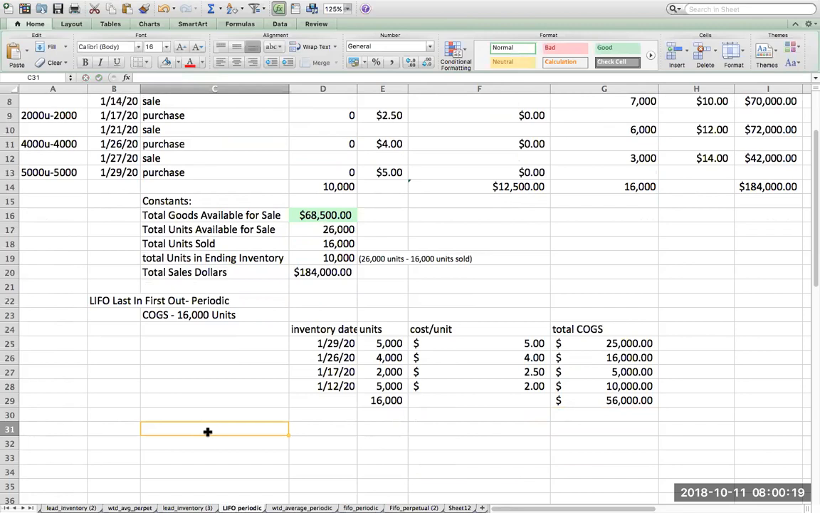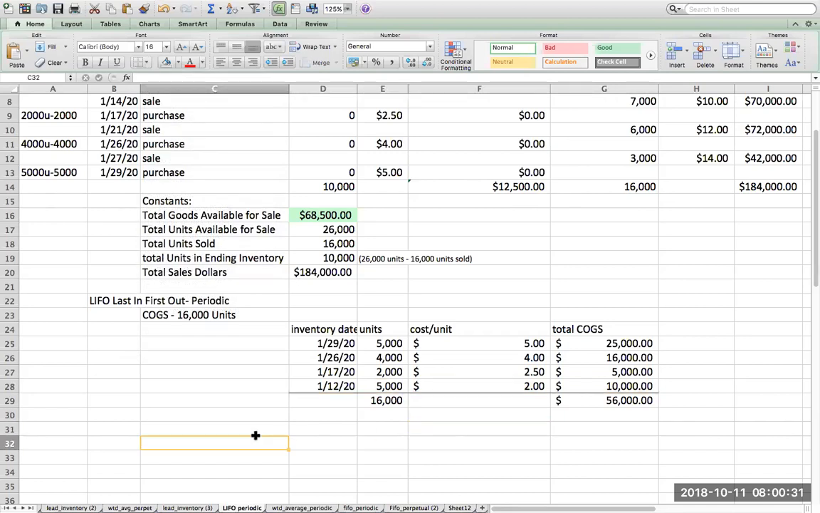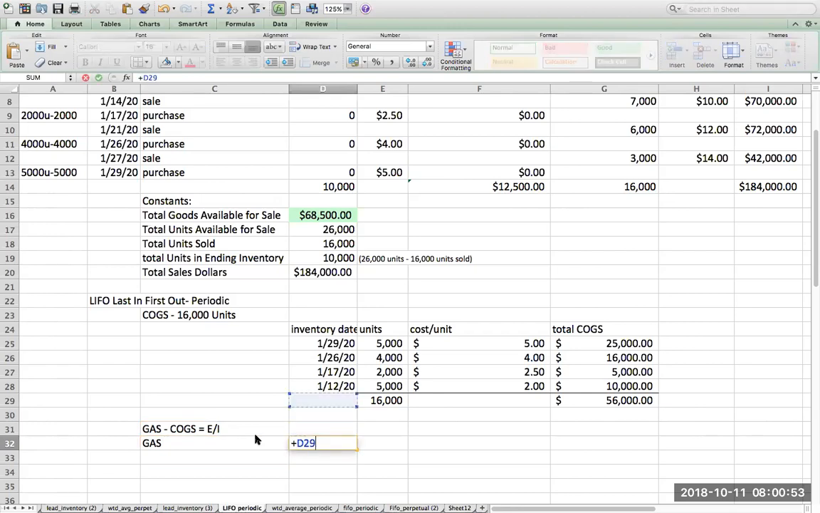So if you've been following along with what we've been doing in our other presentations, at this point we're going to basically say, okay, I know that my goods available for sale minus what I sold is equal to my ending inventory. So right here, I've got my goods available for sale of $68,500. We'll just pull that from up here.